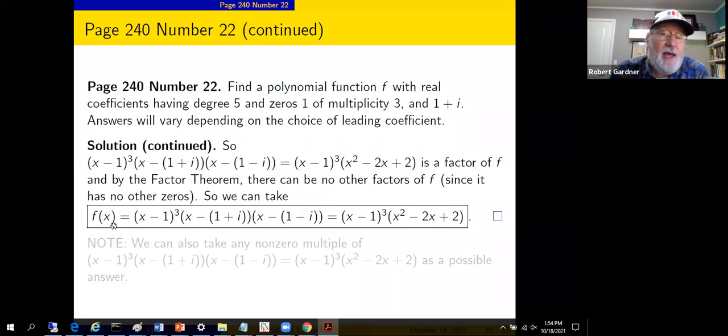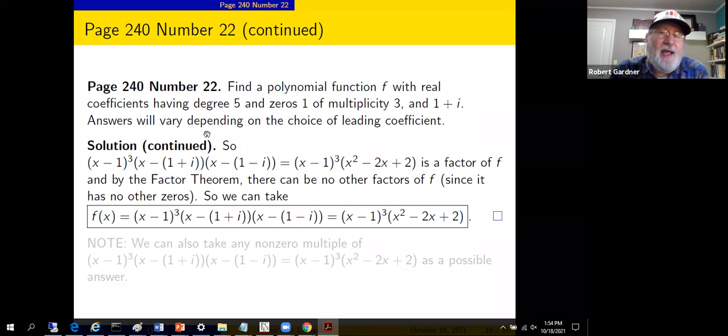We could take f of x to be this polynomial, and it's got real coefficients. Multiply it out if you're so obsessed. Indeed, we'll have a 5th degree polynomial. But this 5th degree polynomial has all of the appropriate roots. I'll take that as our answer.